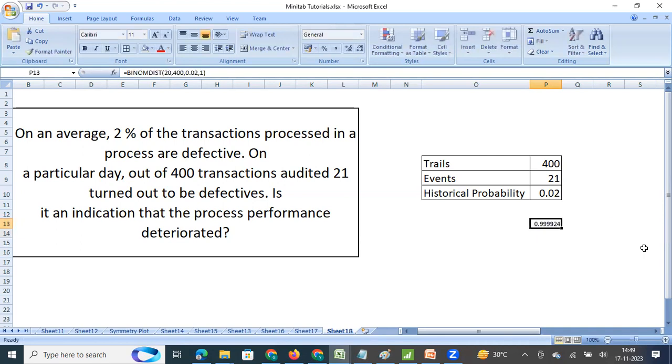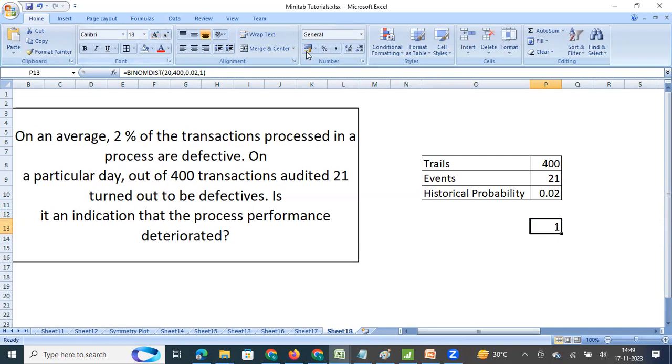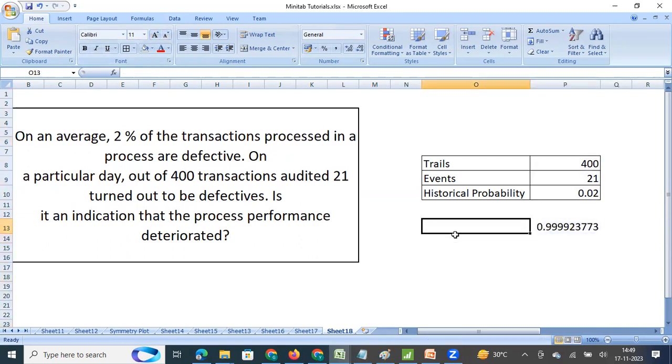So what is the value I'm getting? The value that I'm getting here, let me increase the font size. The value that I get here is the chances of me getting anywhere between 0 to 20 errors. When I audit 400 transactions, what is the chances of me getting 0 to 20 errors or defects, right? The chances of me getting anywhere from 0 to 20 defects is 0.9999923. This is the probability.